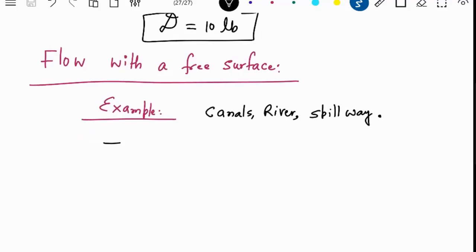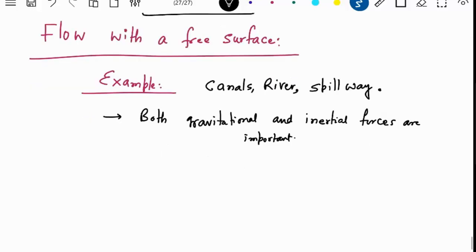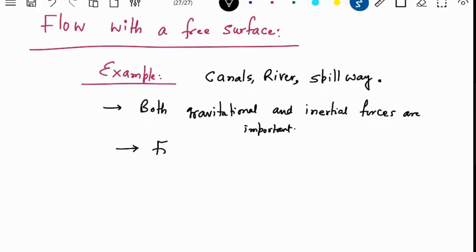So in this case, I can say both gravitational and inertial forces are important. If you remember, there is a number called the Froude number that involves gravity. So to analyze this kind of problem, we have to consider the similarity of the Froude number also.